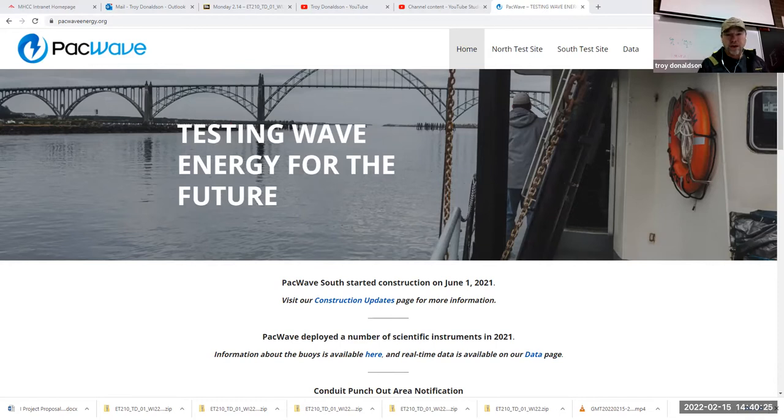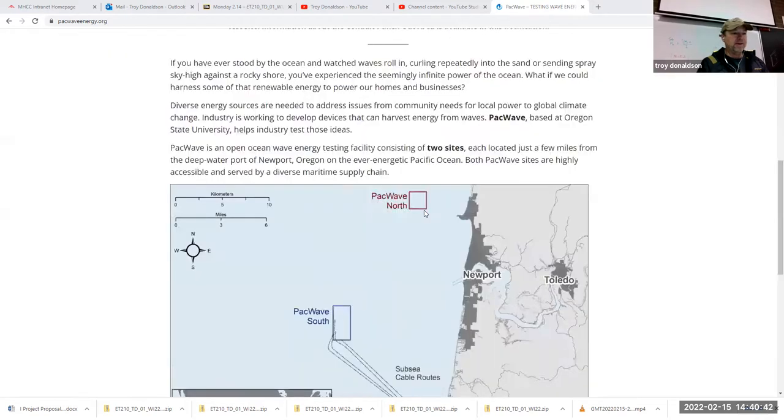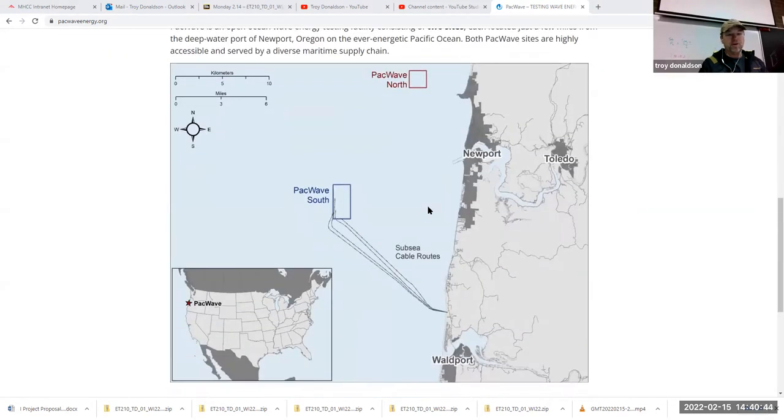We just did wave, and then on the news, I heard a lot about some new wave energy money that's going to Oregon State University. So I thought I'd look it up and share it with you. So this is it. It's called PacWave. I'll make myself a little smaller. And here is the setup that is currently underway.